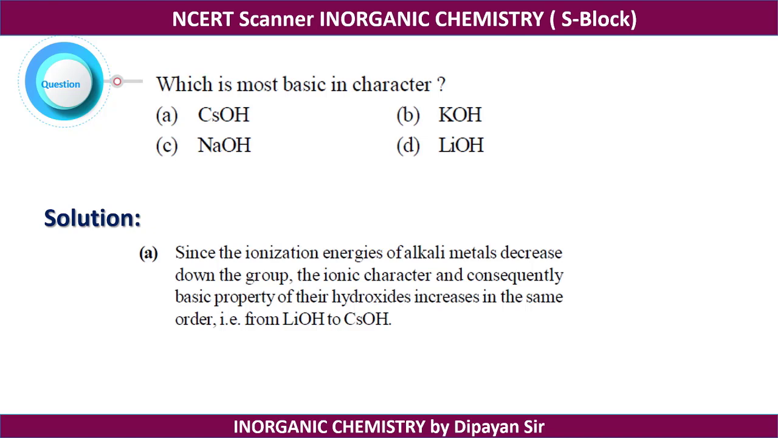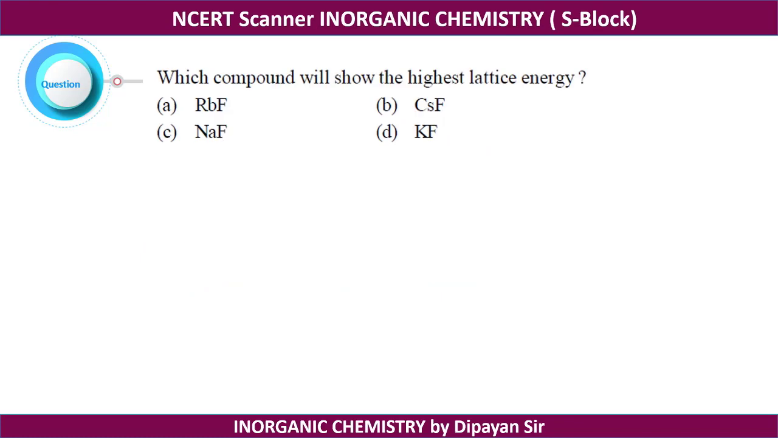So there will be a mismatch between soft cation and hard anion. So this compound is very reactive and it can easily give OH minus. So it will become most basic in nature. In question number 10, which of the following compounds will show highest lattice energy?